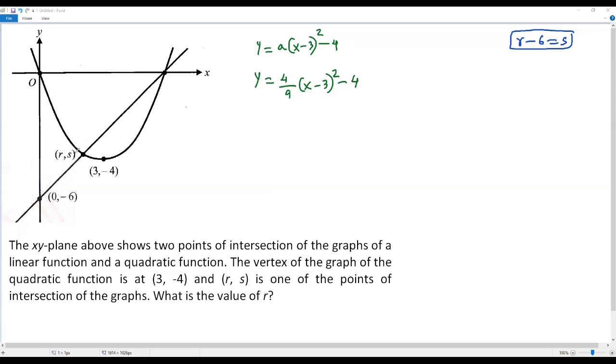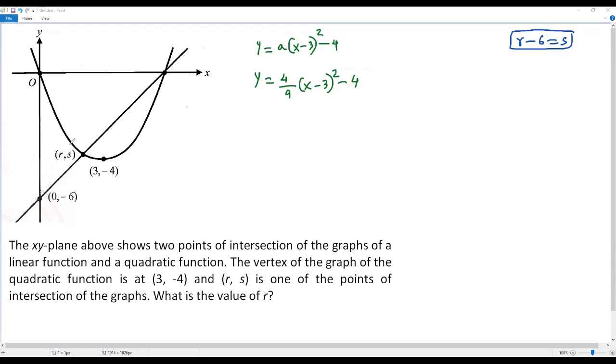And also we can consider this particular point (r, s) on the parabola. Actually this is the point of intersection of the linear function and quadratic function. That is, we have this point (r, s) on the line and the parabola as well. Since we have this point (r, s) on the parabola, we can plug it into the equation of the parabola, that is, plug in r for x and s for y. And also we have to remember one more result from our previous working, that is r minus 6 equals s.